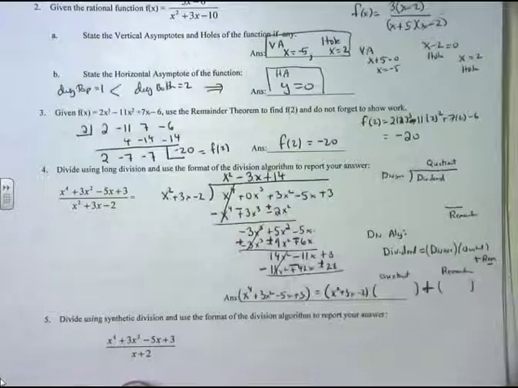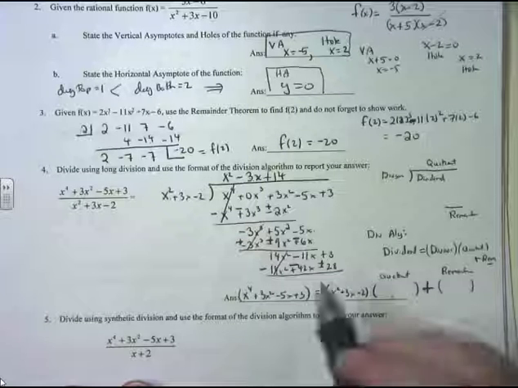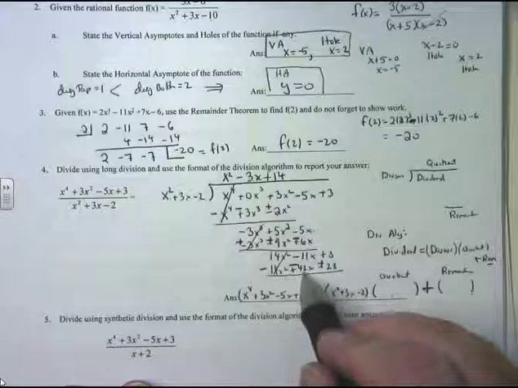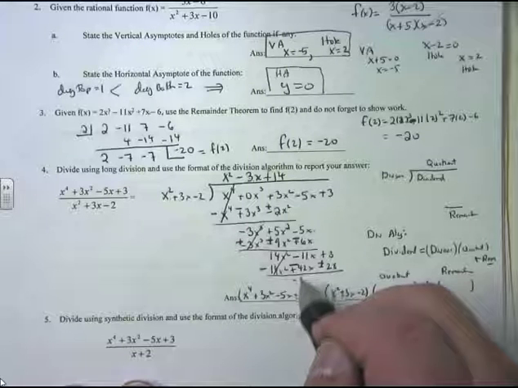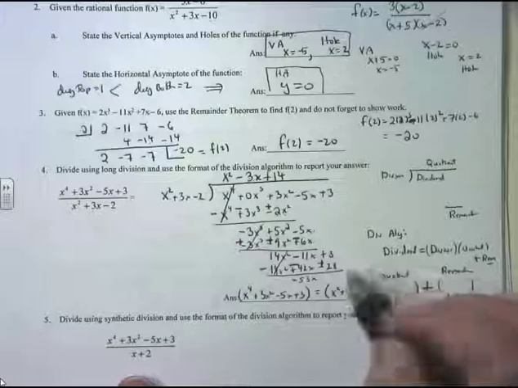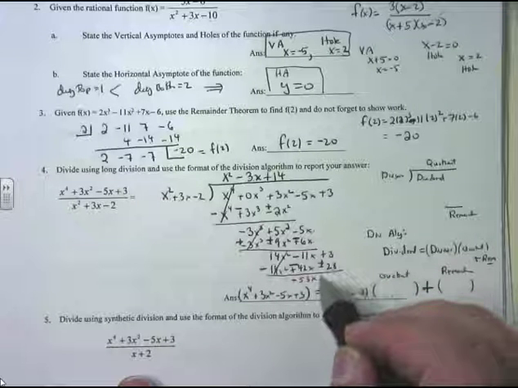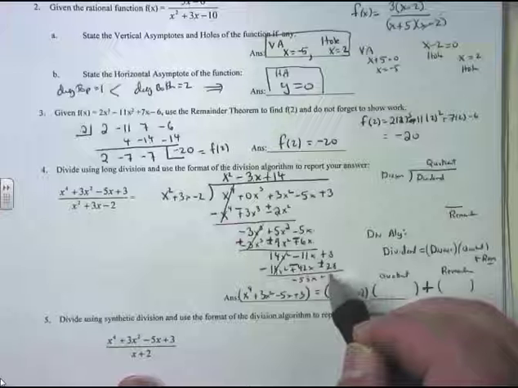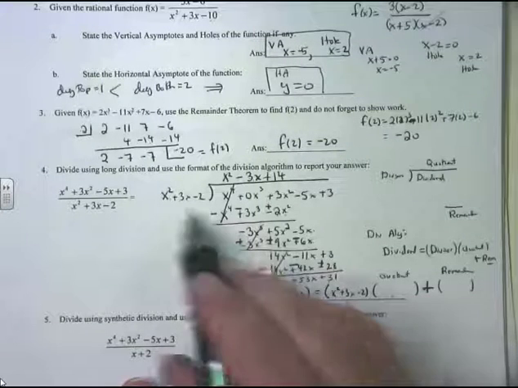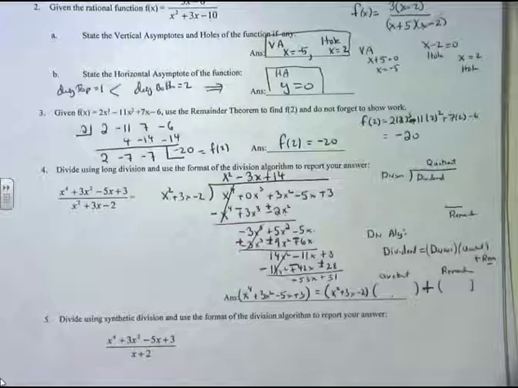First term cancels, 14x squared minus 14x squared. I've got negative 11x minus 42x. Minus 11 minus 42 is minus 53x. And 3 plus 28 is plus 31. And that is my remainder because x squared doesn't go into x anymore.